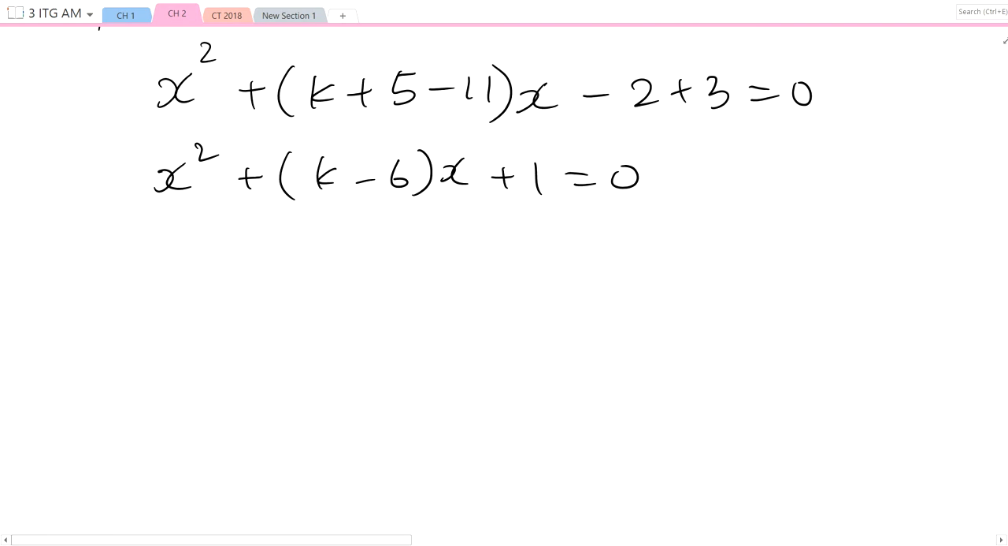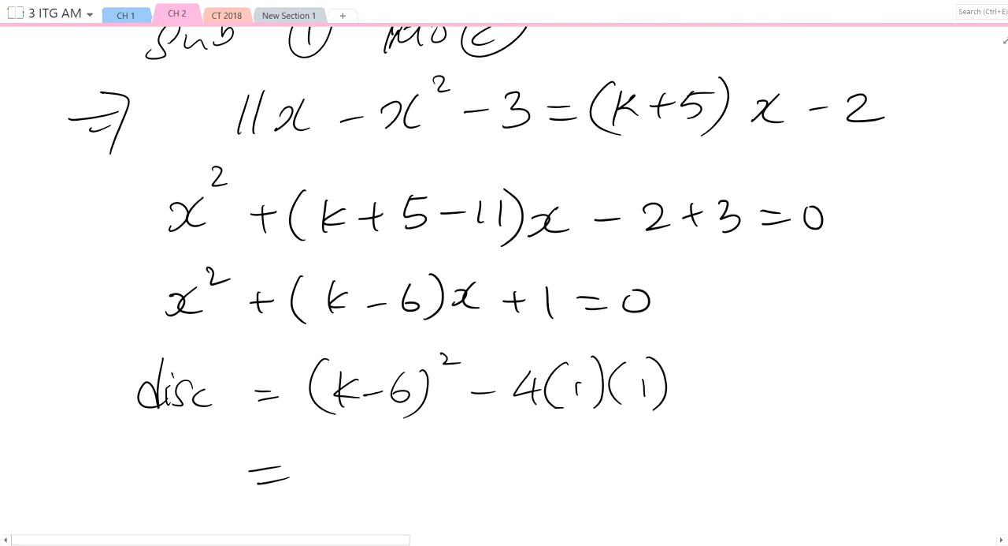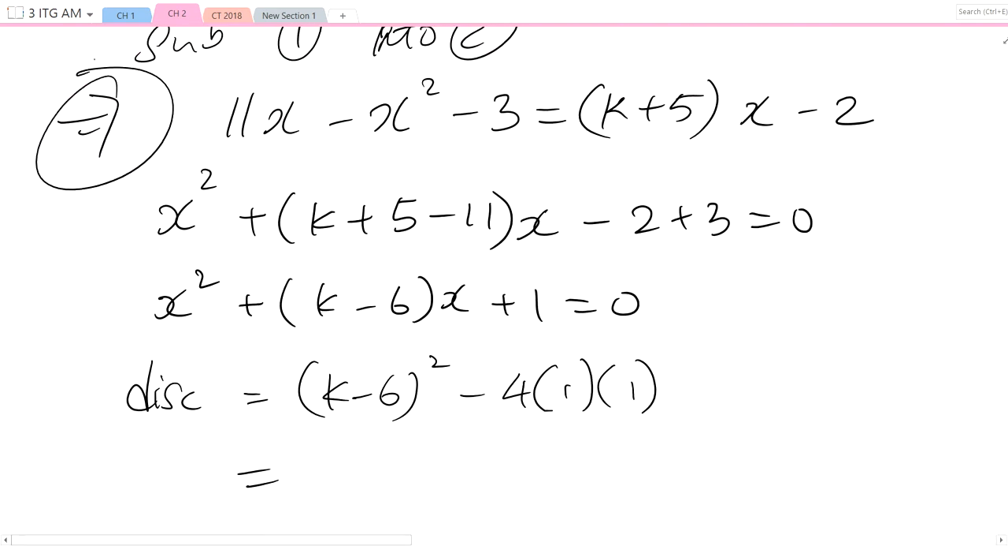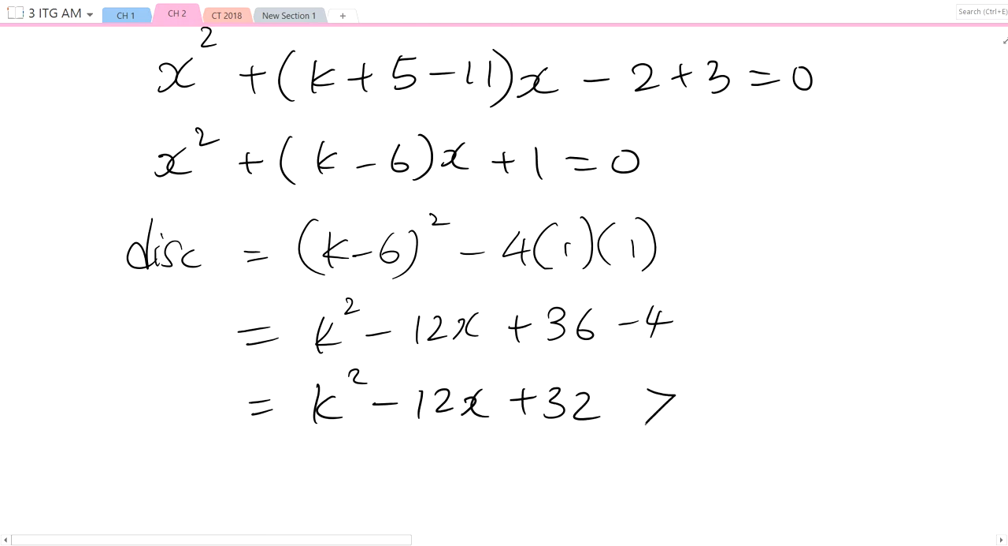So the discriminant equals k minus 6 squared minus 4 times 1 times 1. Yes, you can write that it is greater than 0 over here. I prefer to write it at the subsequent step. So I want to expand this first. k squared minus 12k plus 36, minus 4. k squared minus 12k plus 32. This is supposed to be greater than 0.